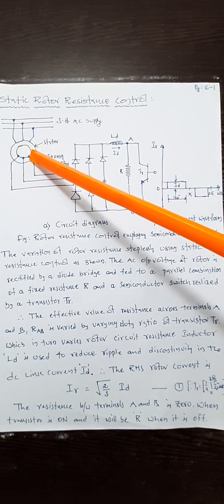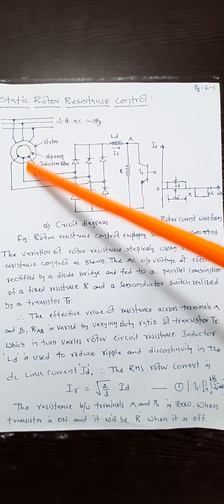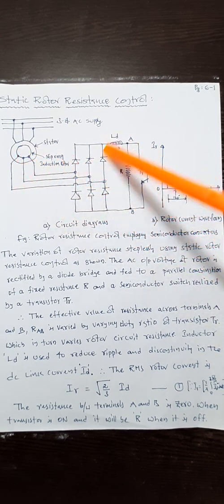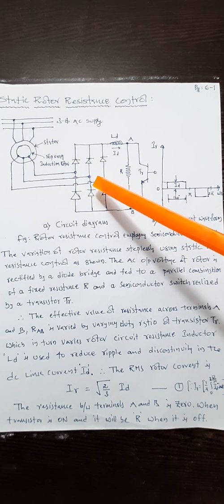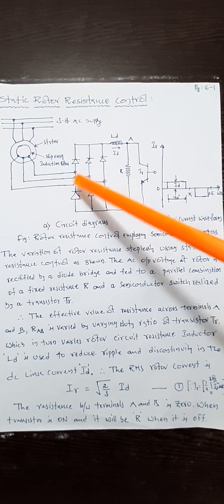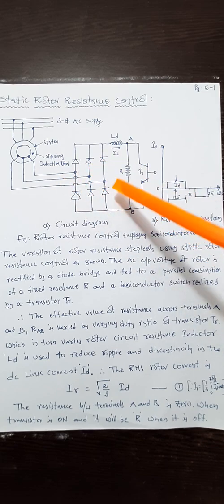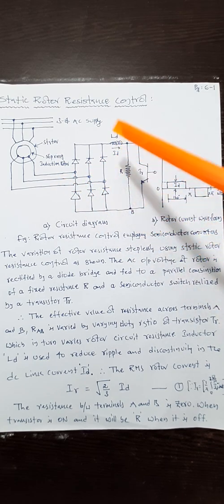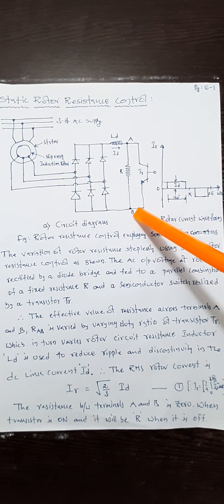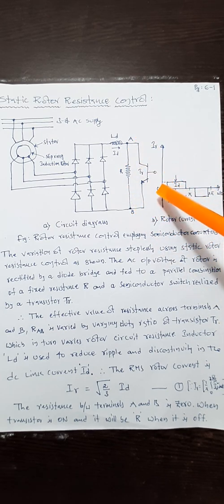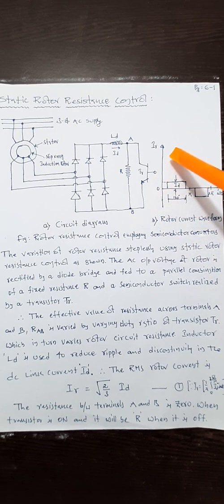The rotor winding connections are brought out and fed to a diode bridge, which converts the collected AC power into DC. This is the DC link. It is connected across a resistance which is realized by a transistor switch. This is the rotor current output waveform, where it conducts for a 120 degrees duration.